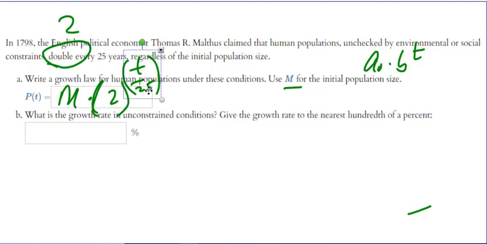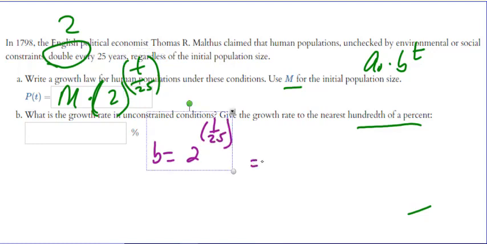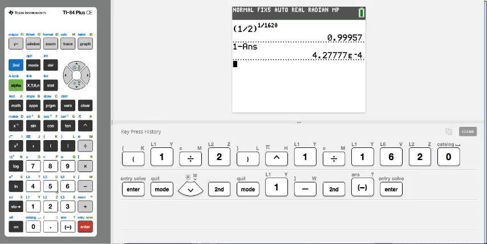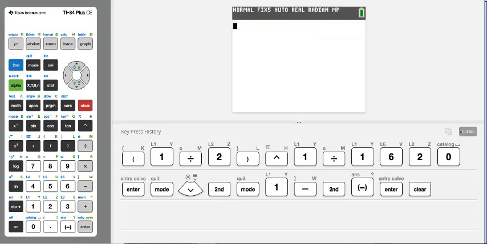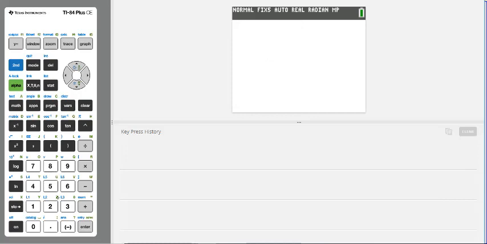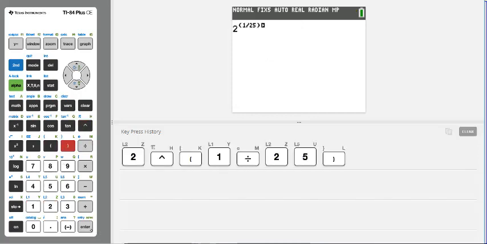Okay, so what is the growth rate in unconstrained conditions? The growth rate to the nearest hundredths of a percent. We've already got our calculator set up to 5 decimals. Let's just leave it. So we're going to say base is equal to 2 raised to the 1 over 25. We're going to get an answer. So let's clear all that. 2 raised to the 1 divided by 25.